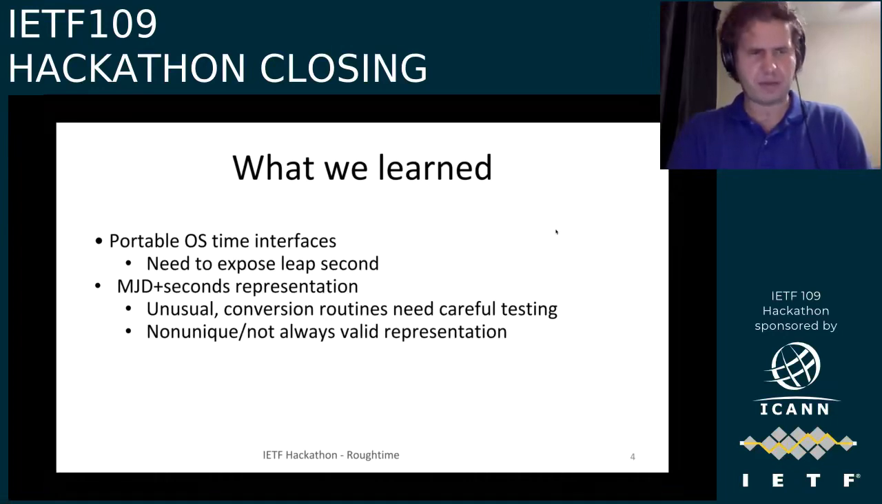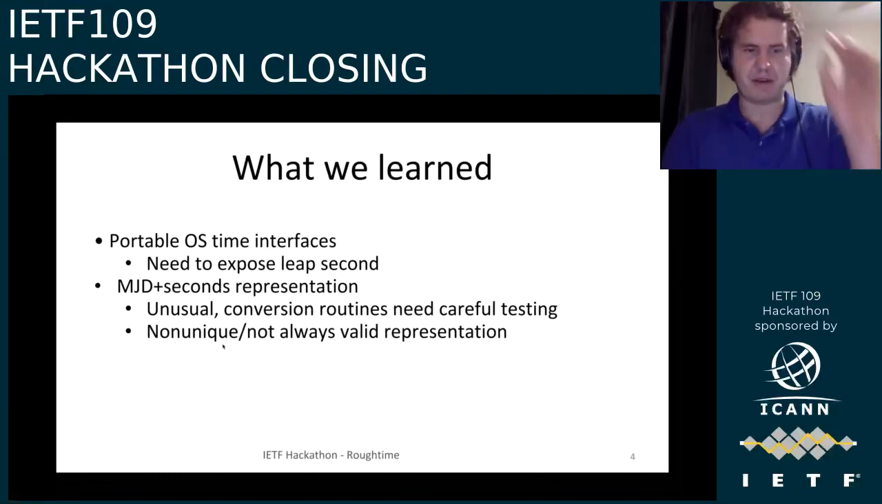Also, there was some confusion about the modified Julian date plus microseconds since midnight representation we use in Roughtime. Since noon. No, midnight. One of the two. I'll look it up. It's somewhat unusual as a time format. VMS fans might be happier with it. And what's very interesting about it is it's non-unique. There are certain seconds that have multiple representations, and it's not always valid because days don't always have the same length in the number of SI seconds. And so these are things that libraries need to think about. And so there's work that needs to be done to get routines there that are tested and work well.